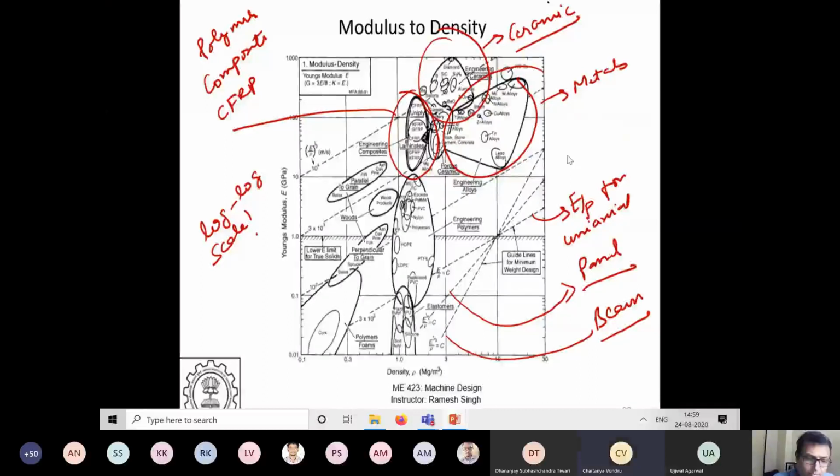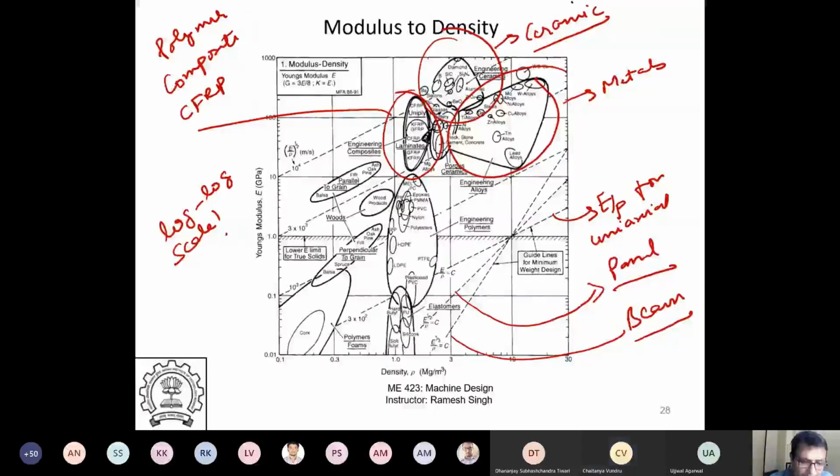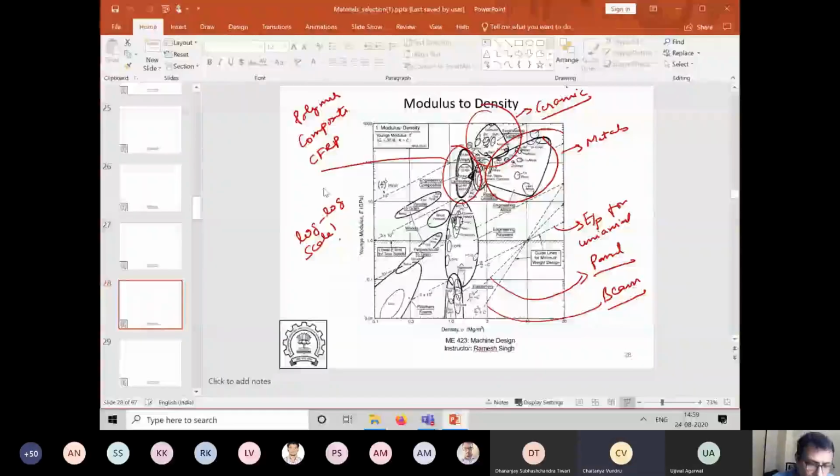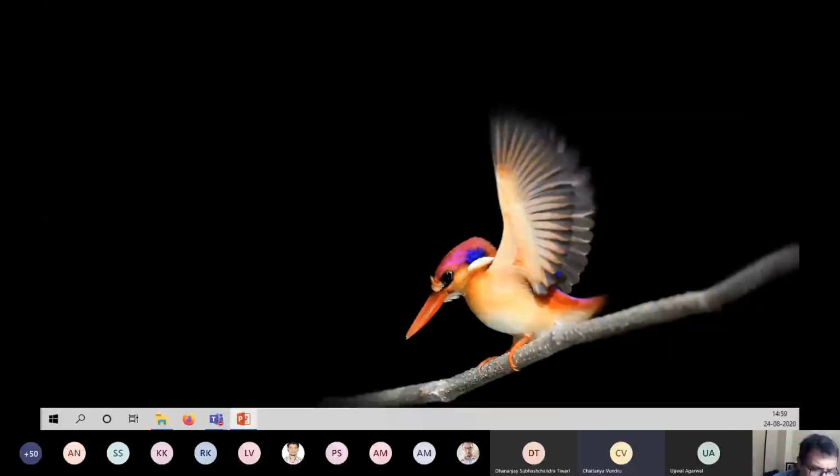So there is a question in the chat. Yeah, what is it? Question is, how are carbon fiber sheets made? Is it also a high strength brittle material? So that's a very good question.